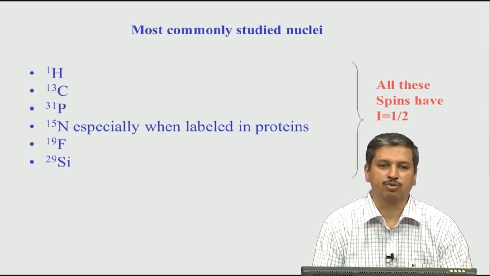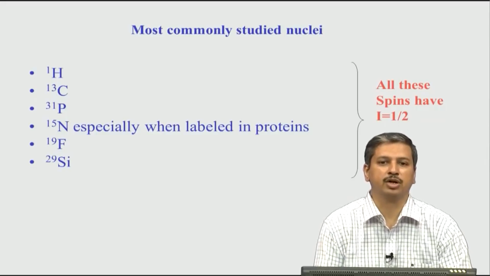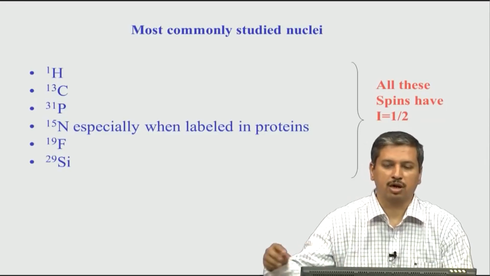These are basically the most popular nuclei, and the interesting thing is all of them have spin I equal to half. For half integer spins, that is I equal to half, they are very easy to study, and the basic phenomena can be easily understood and explained. So, we will focus the rest of the course on these particular nuclei.